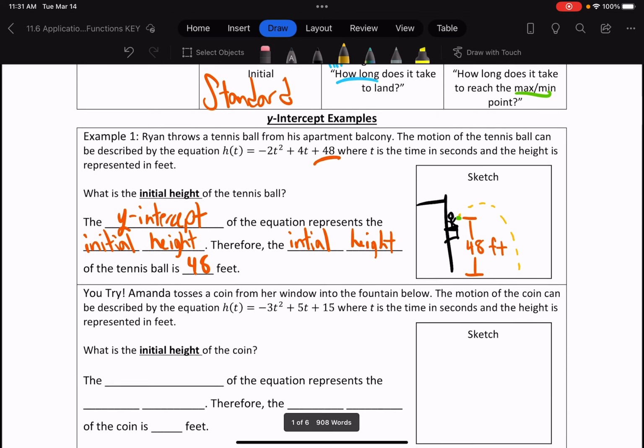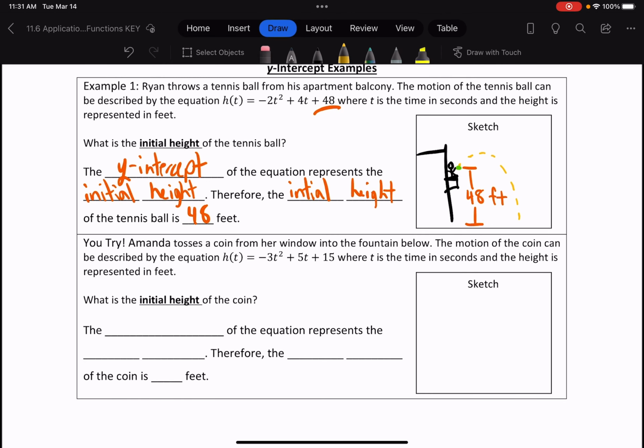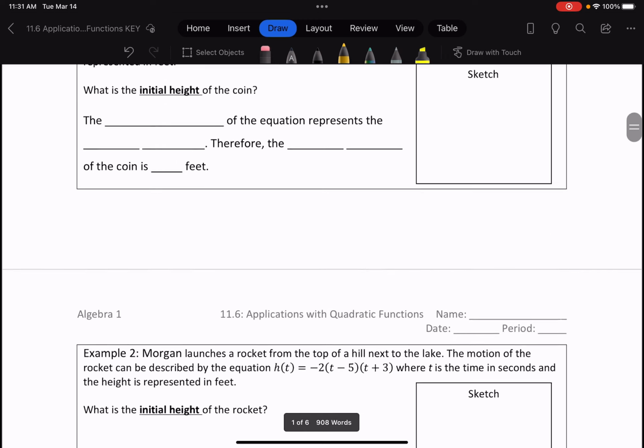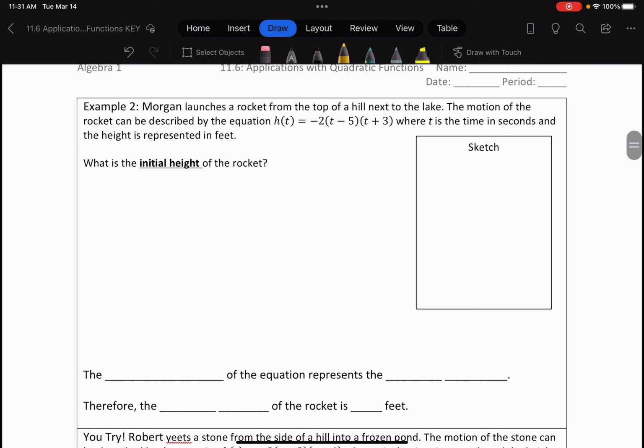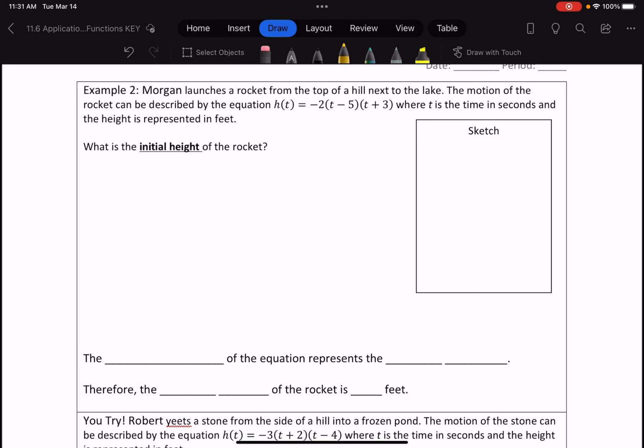All right, you guys are going to try the next one in just a second, where Amanda tosses a coin from her window into the fountain. But before you try this one, let's go to the next page and look at example 2, where Morgan launches a rocket. We've got to do a little bit more for this one because it's given to us in factored form, and we've got to go from factored to standard form. It says Morgan launches a rocket from the top of a hill next to the lake. The motion of the rocket can be described by the equation h of t equals negative 2 times t minus 5 times t plus 3, where t is the time in seconds and the height is represented in feet. We need to know the initial height of the rocket.